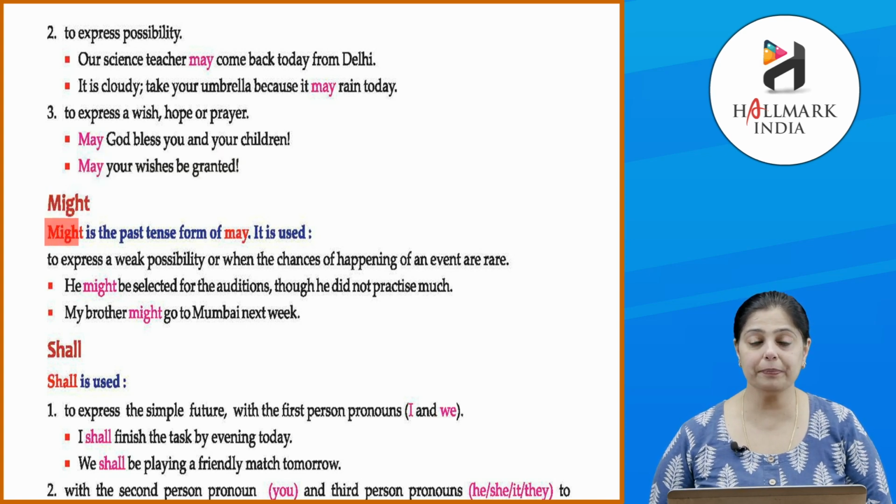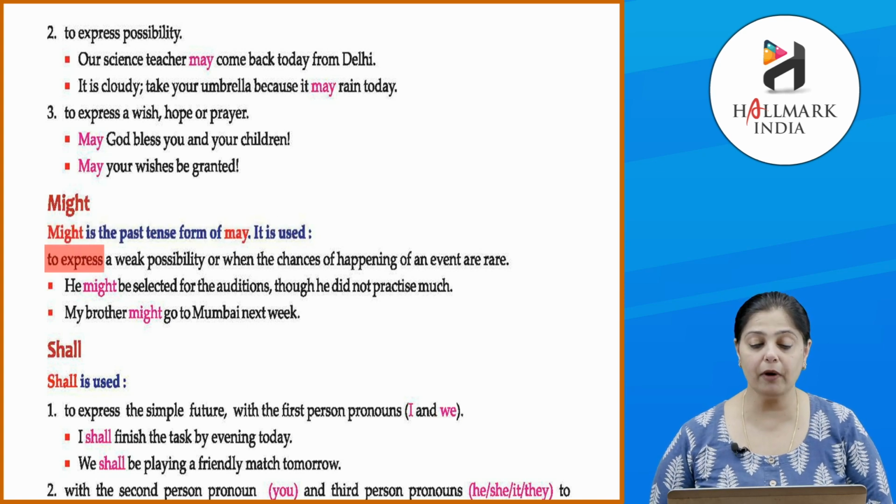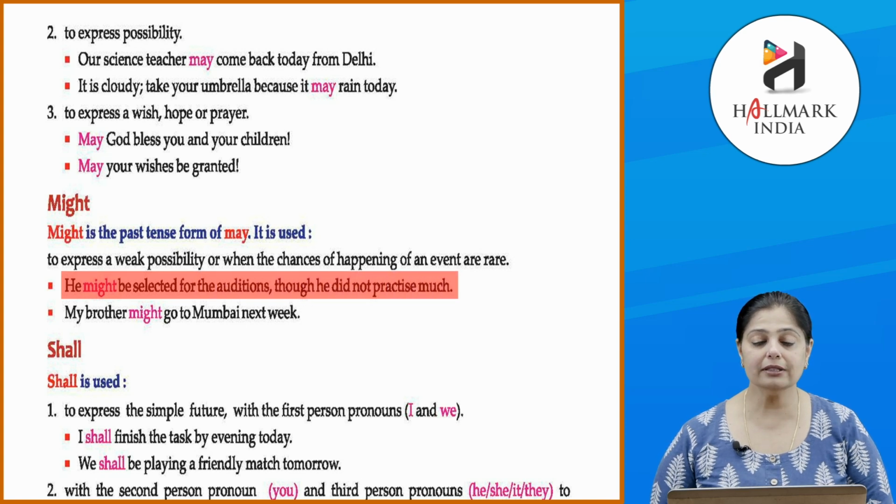Might. Might is the past tense form of may. It is used to express a weak possibility or when the chances of happening of an event are rare. He might be selected for the auditions, though he did not practice much. So, this is a weak possibility that he might be selected.